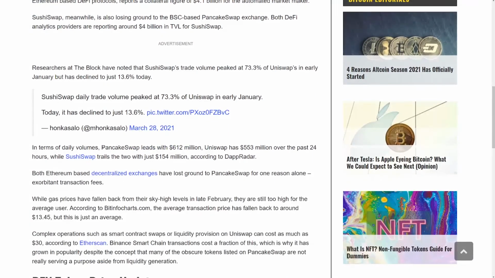And also you can see that PancakeSwap actually leads with daily volumes of 612 million US dollars, whereas Uniswap has just 553 million US dollars, and SushiSwap is actually quite behind in this race with just 154 million US dollars.